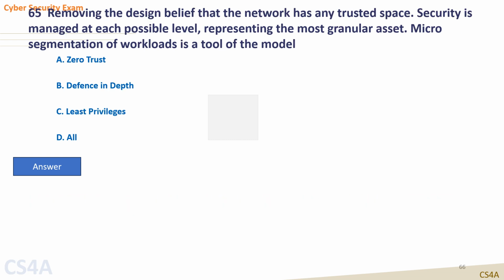So here the question is, removing the design belief that the network has any trusted space, security is managed at each possible level, representing the granular asset. Micro segmentation of workload is a tool of the model. So here the keywords are micro segmentation and never trust. So based on the keywords, the correct answer is zero trust. Defense in depth and least privilege are not related to the question. So the answer is A, zero trust.